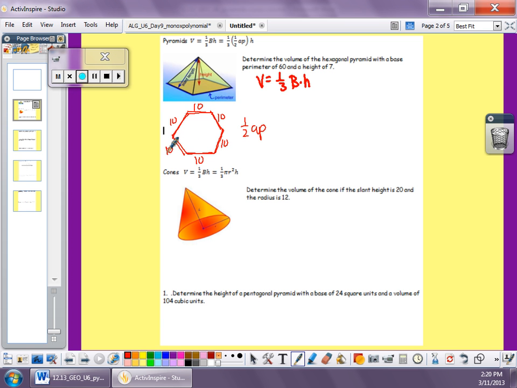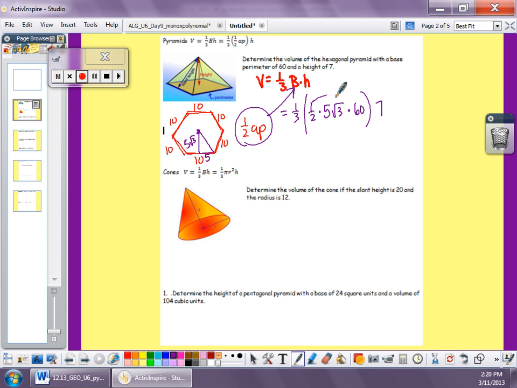So if each side is worth 10, then when I try to find my apothem, half of that is 5. This is a 30-60-90 triangle, so the apothem is 5 square root of 3. So I can take this and plug that in for my base, because that's really the area of the base. So 1/3, 1/2, the apothem 5 square root of 3, and the perimeter is 60, times my height of the pyramid, which is 7.